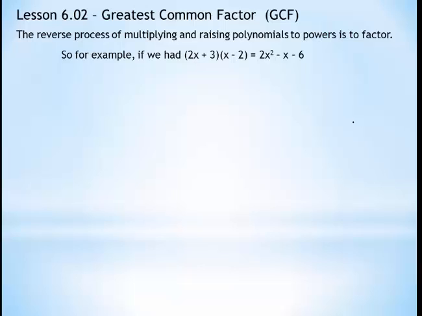So, for example, in the past, we had 2x plus 3 times x minus 2, and we would FOIL that out. So first, outside, inside, last. And that would give us 2x squared minus x minus 6. So that would mean that 2x squared minus x minus 6 would also equal 2x plus 3 times x minus 2. This is the factored form.